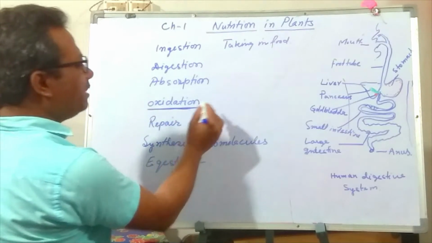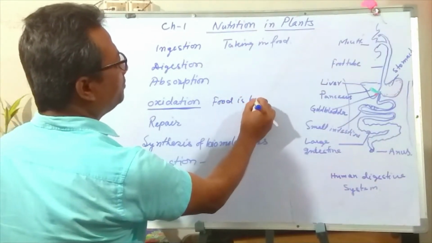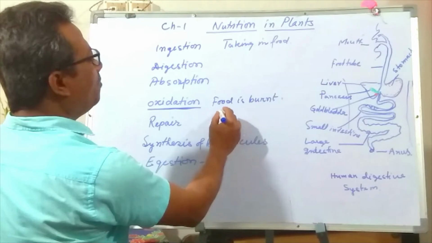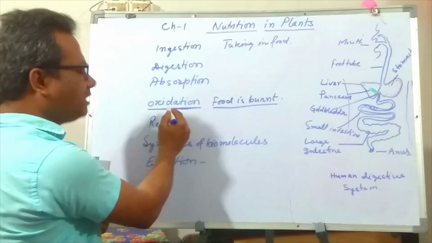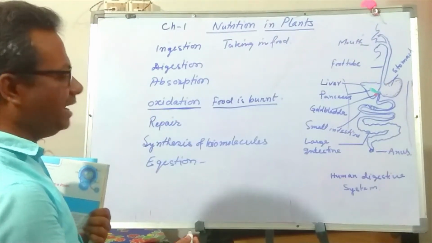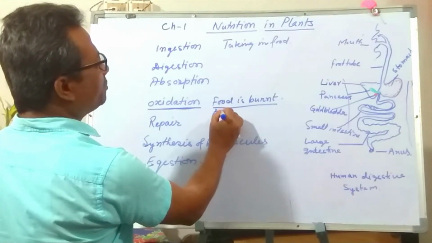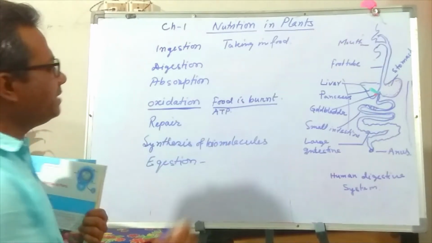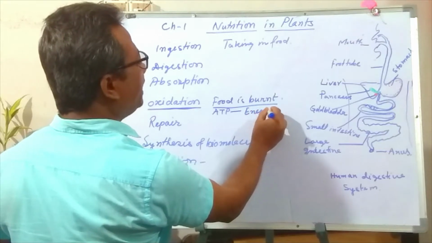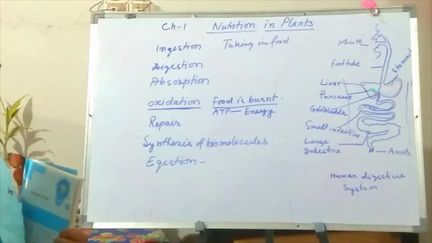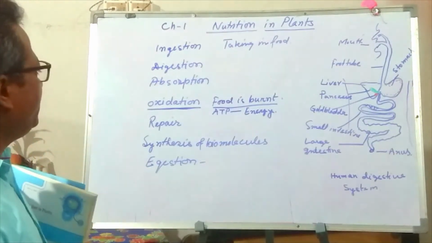Inside the cell, with the help of oxygen, the food is burnt. Food is burnt, B-U-R-N-T, burnt. So burning of food inside the cell is called oxidation. As a result, carbon dioxide is released and ATP is produced, adenosine triphosphate. That means the energy. ATP means energy. This energy helps living beings to get strength to do different activities.